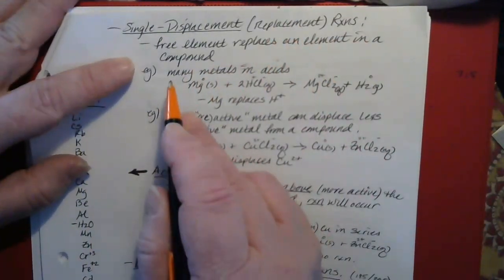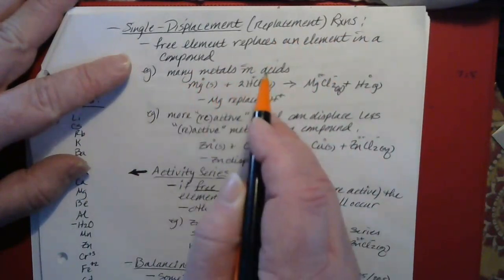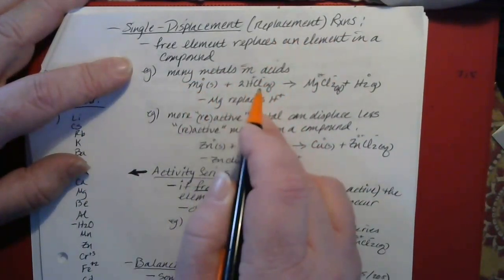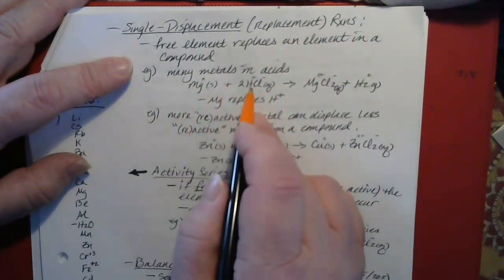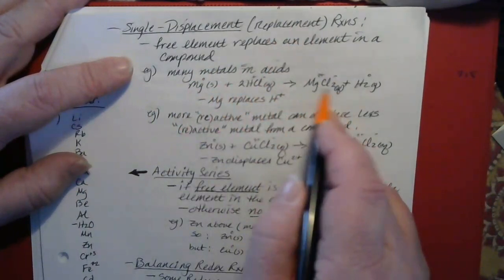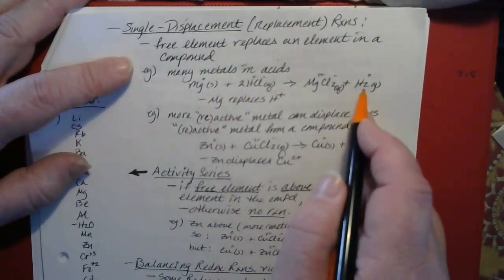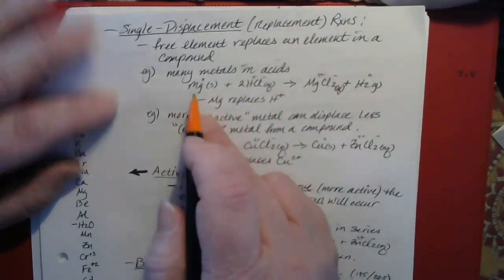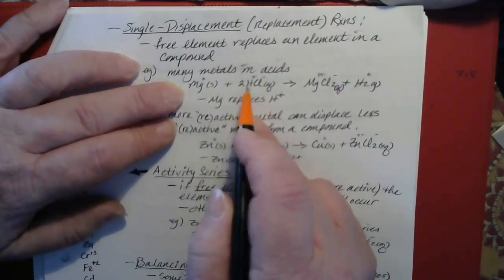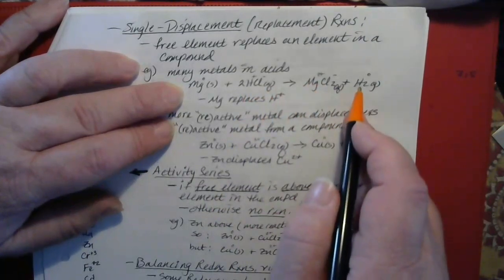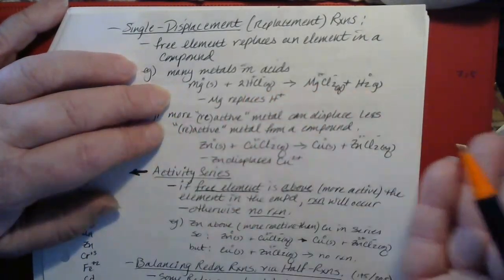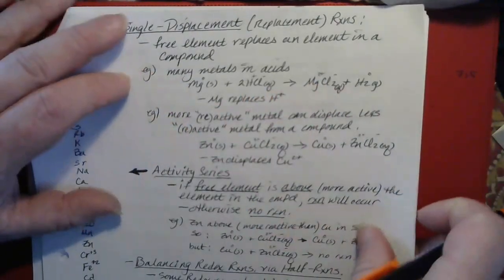Some examples of this would be many metal elements in acids. Like, for instance, if you put magnesium in hydrochloric acid, the magnesium will replace the H+ in the HCl, and you end up with magnesium chloride and hydrogen as a free element. So you start out with magnesium as the free element and hydrogen in the compound. You end up with magnesium in the compound and hydrogen as the free element. So that is a single displacement type reaction.